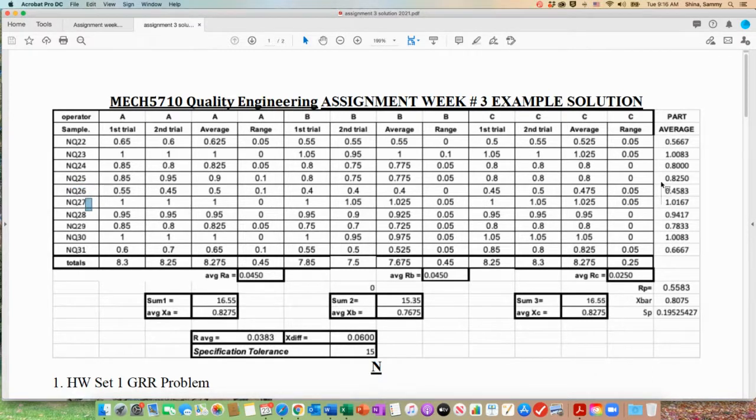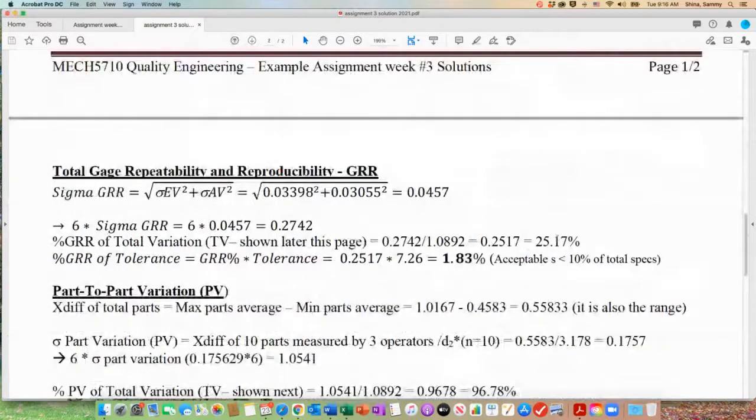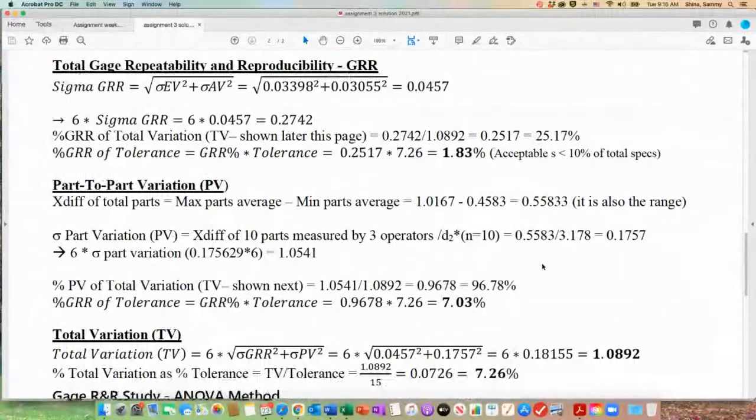So these are the 2 parts that we're measuring, and these parts will give us the range, and the range will give us the sigma of the part-to-part variation. So there's the range. And you convert that to sigma, again, taking a range difference. So it's a difference in X bar, it's an X diff, and you take D2 star, which is an R bar estimate of the sigma. And we get 0.1757.